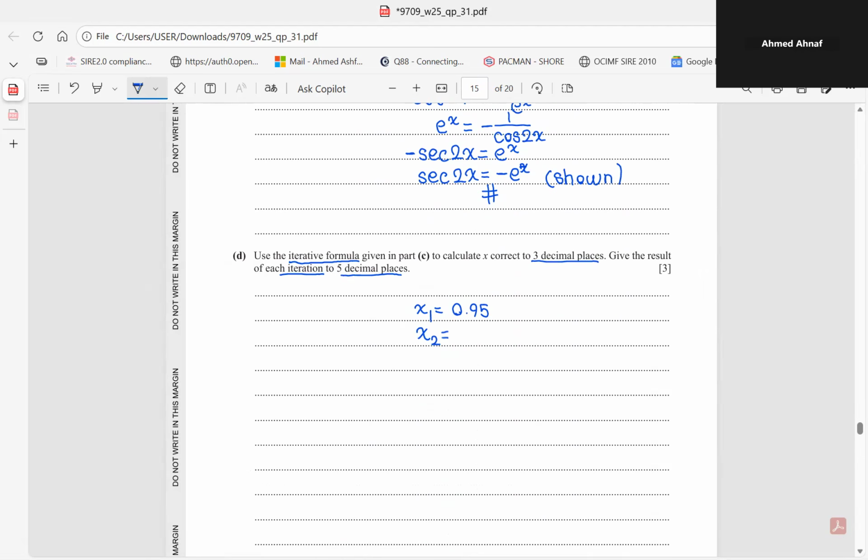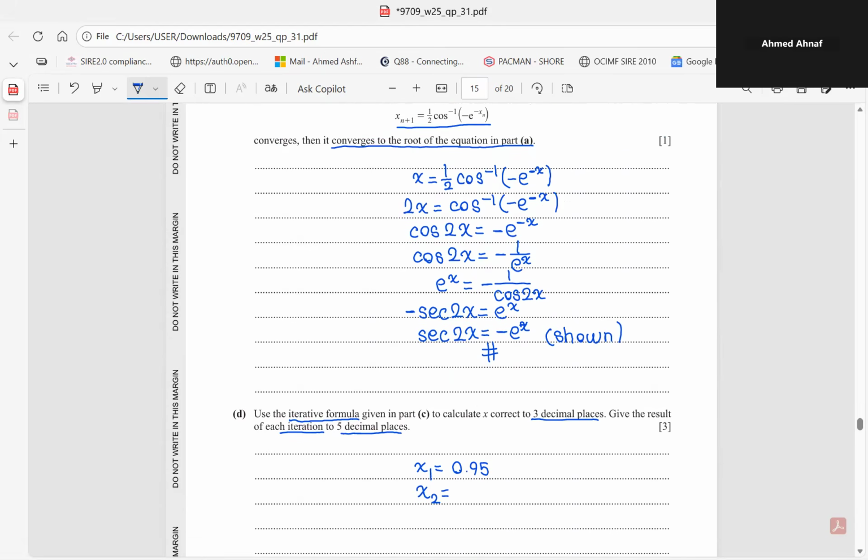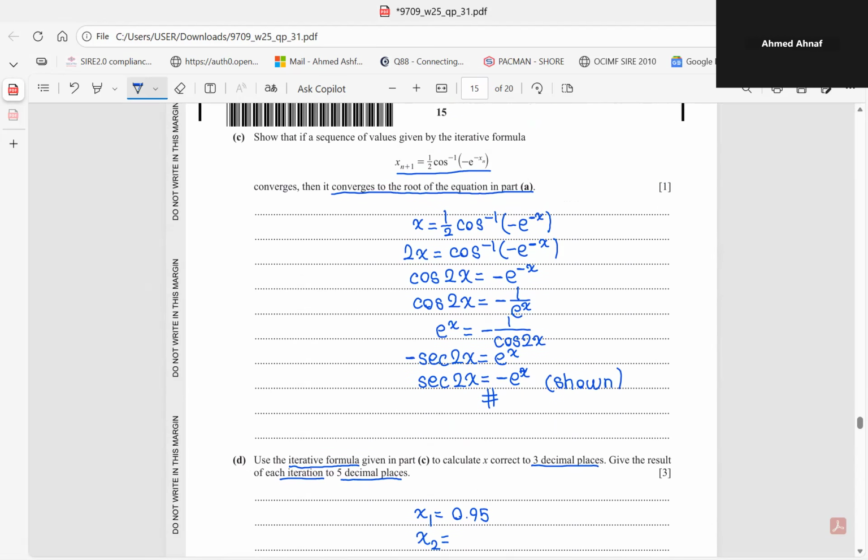And to do this type of question, you substitute your initial value into this part of the formula. So half cosine inverse minus e to the power of negative x, so negative 0.95. I actually set 0.95 as the answer, and then you substitute the answer into this part of the iterative formula, the more complicated part.